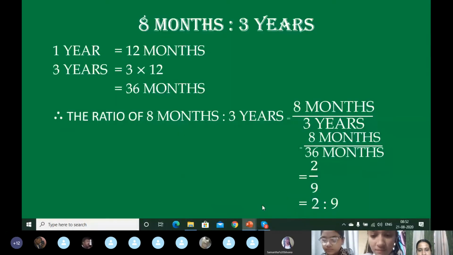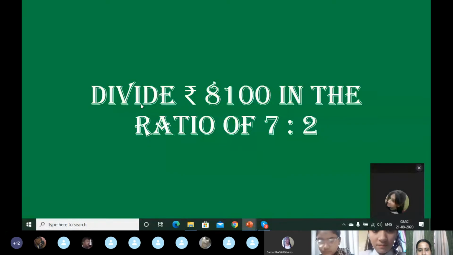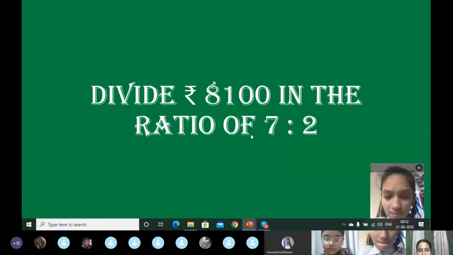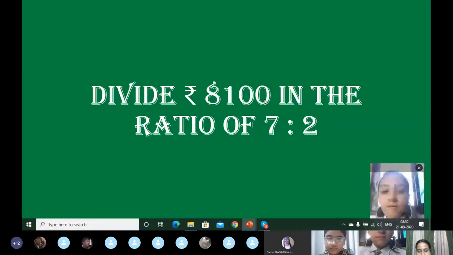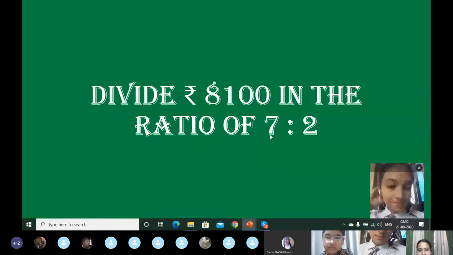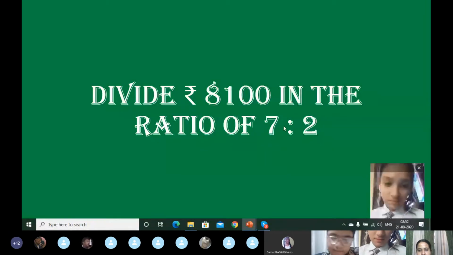Divide rupees 8100 in the ratio of 7:2. It means you have to divide 8100 in two parts, in which one part will get 7 parts and one part will get 2 parts. Okay. So let's see how to do it.